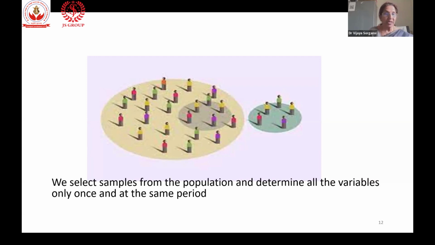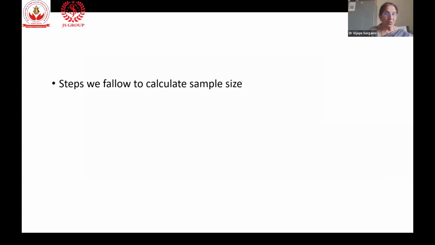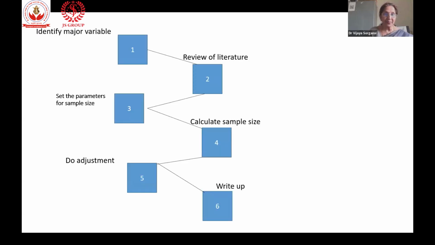Then coming to calculation of sample size. Now we have to follow some steps when we calculate the sample size. The first one is to identify the major variable.